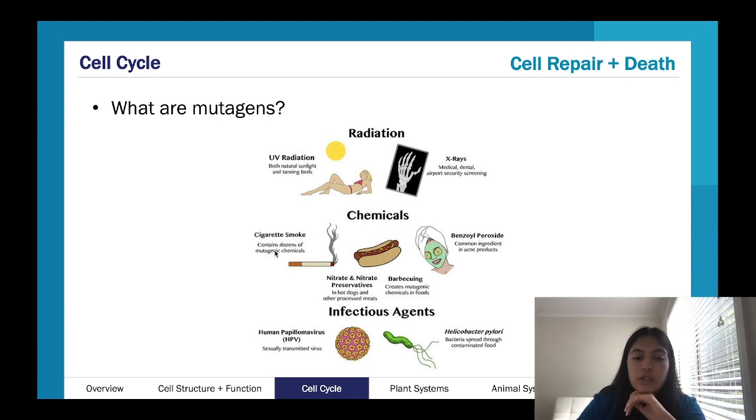Cigarette smoke, so obviously we've heard that a lot in lung cancer, things like that. Other things such as processed meats, when you barbecue something and it goes really black, that can be carcinogenic as well. And certain infectious agents, so we've got HPV, H. pylori as well. They can cause infections that can lead to cancer too.